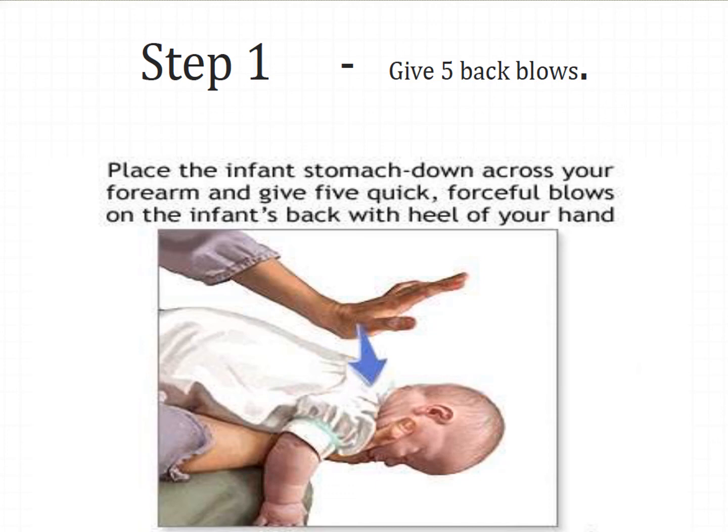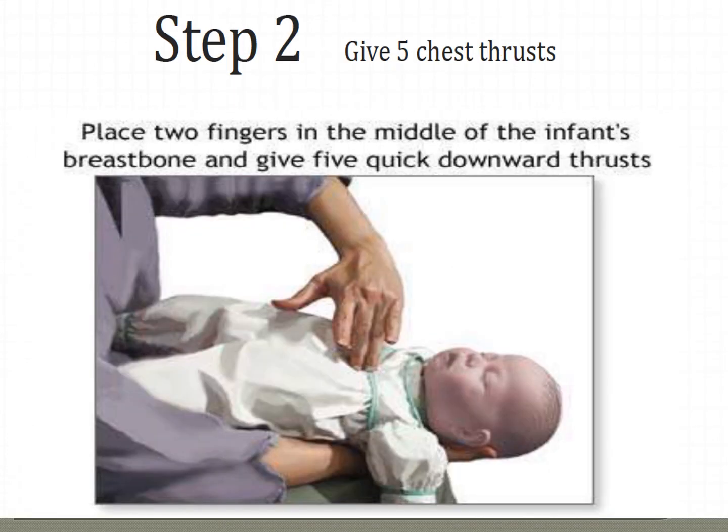That means, you can see in the diagram how you place the baby and give back slaps on the patient's back with your heel. Then place 2 fingers on the midline of the infant's chest and give 5 quick pressures. This will create thoracic pressure, and then it will expel the foreign object.